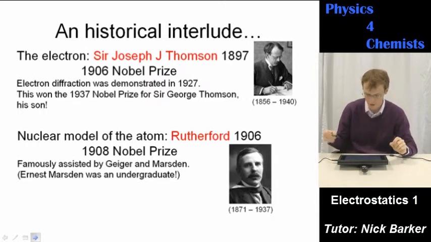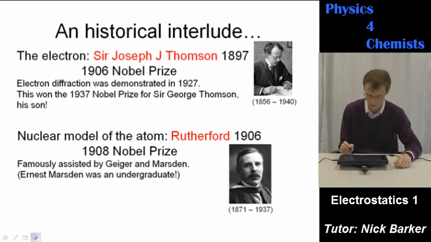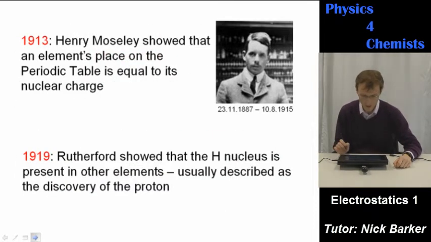That was Ernest Rutherford, 1906, for which he wins the Nobel Prize in 1908, and he was assisted famously by Geiger and Marsden. Geiger as in the Geiger-Müller tube, that's Geiger again, the radioactivity detector. Marsden was an undergraduate when he worked with Rutherford on that.